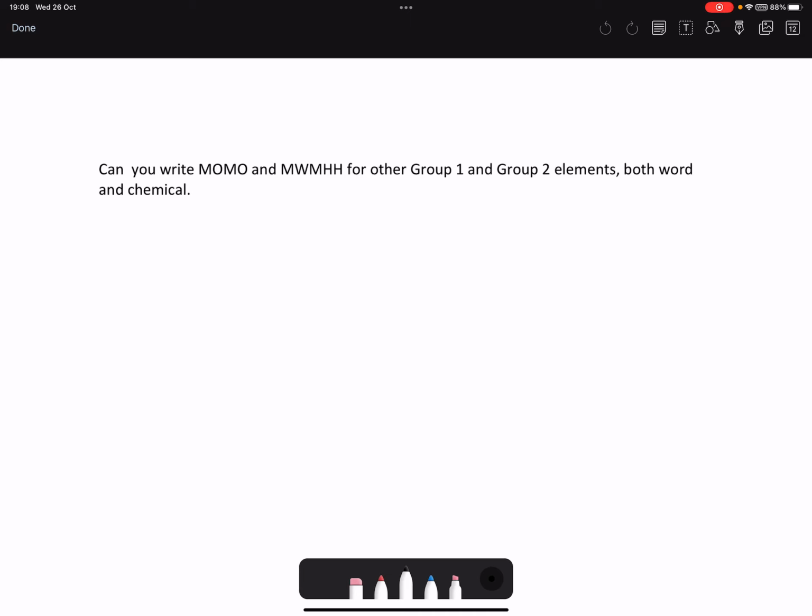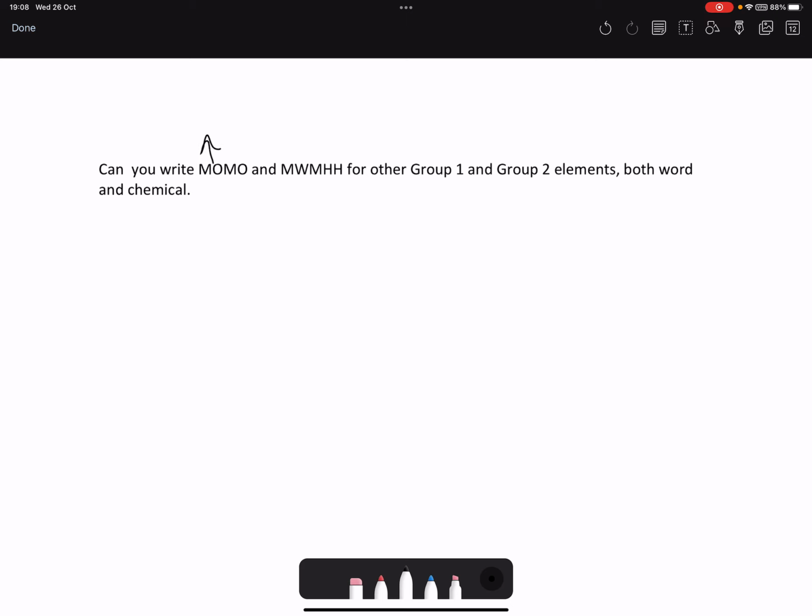Okay, so this is for anyone that needs a little warm up on or revision for writing equations according to the type of reaction and balancing them. So we are going to start with what do these mean.